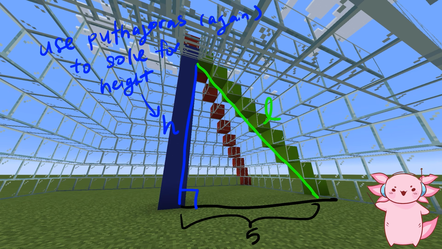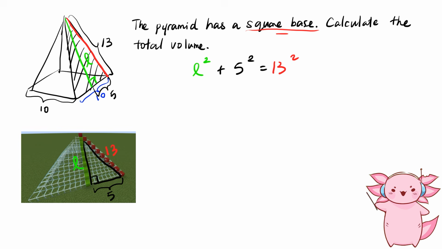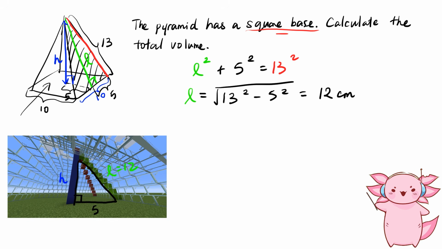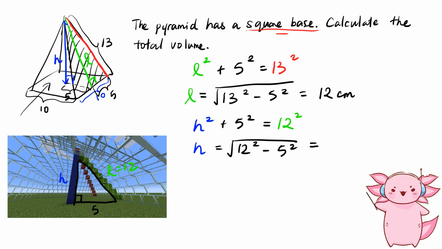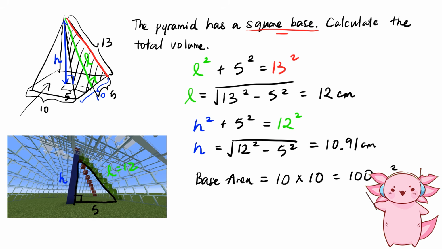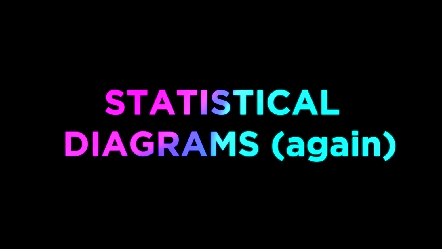Okay, let's hop back to our 2D world. And as we said, we look at this face and apply Pythagoras to get the slant height of 12. And then we can take a look inside and use Pythagoras again to get the actual vertical height of 10.91. Lastly, we can calculate the base area and put it in our volume formula to get the final volume of 364 cm cubed.